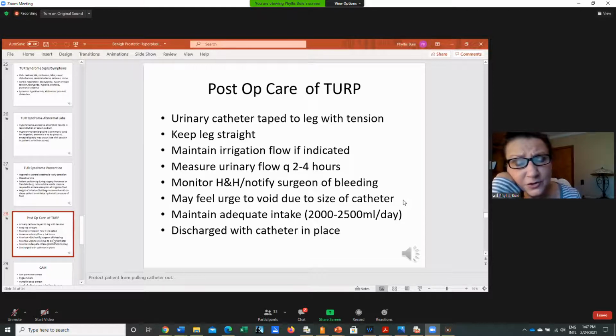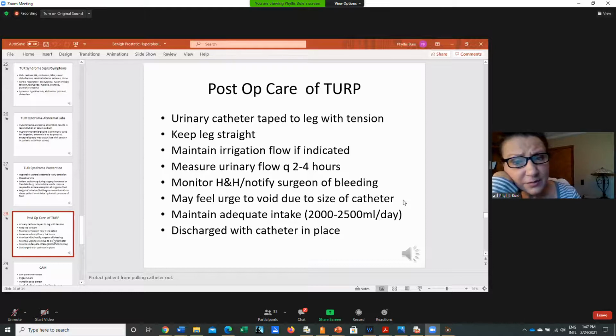That's something that you'll just have to monitor hour by hour, because it depends on how much the patient is bleeding. If they're bleeding a lot, you're going to want to irrigate it more, because you don't want that blood to have a chance to sit in their bladder and potentially cause them to clot off and not be able to void. You want to measure the urinary flow. We already talked a little bit about that, and how to do that.